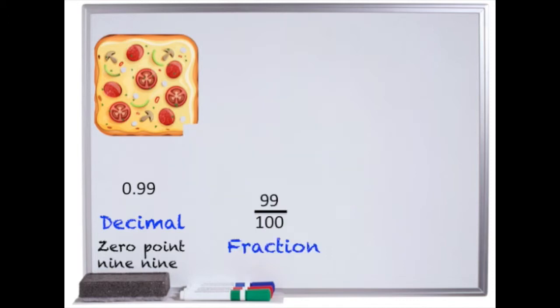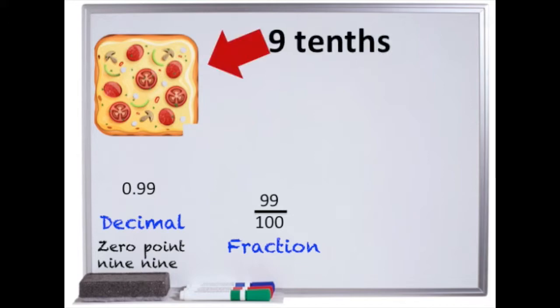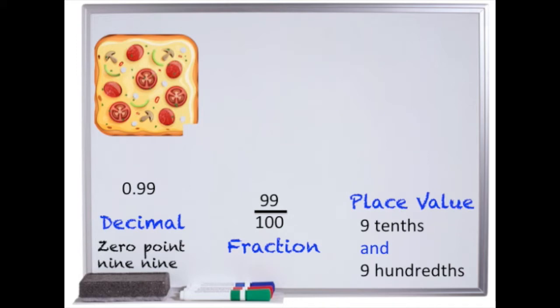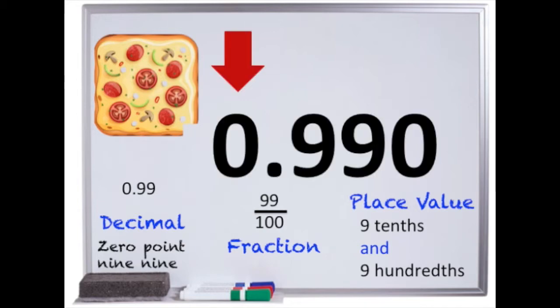In plain English, I could call that 99 parts out of 100. I could also say that this is 9/10ths and 9/100ths. This way is called the place value way of talking about a fraction or a decimal. The last thing I would like to mention is that unlike whole numbers, adding a zero onto the end of a decimal does not change the amount we have.